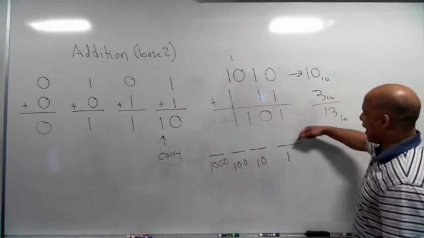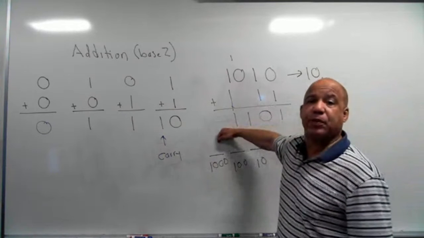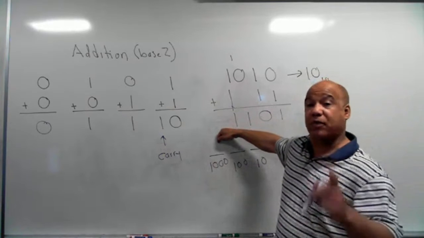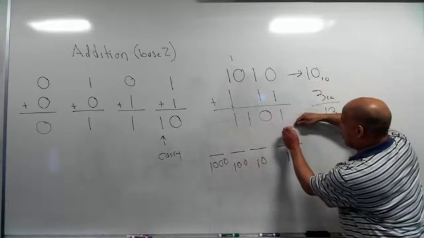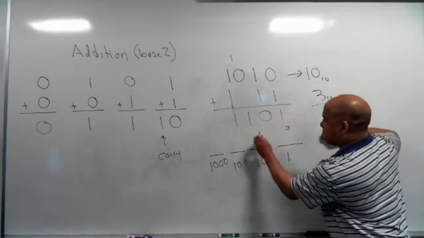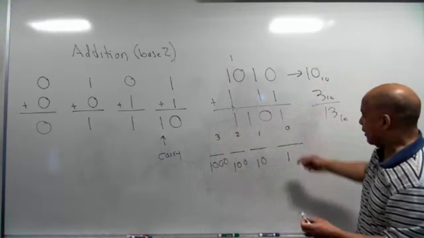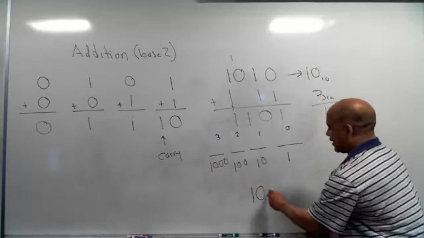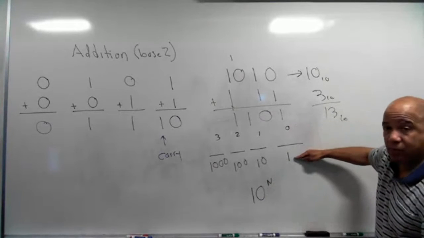Well, if we count these positions, we go 1, 2, 3, 4. But when you count in digital systems, we don't start counting with 1, we start counting with 0. So if we count these spaces, this is the zeroth place, this is the first place, this is the second place, and this is the third place in the number. Why do you want to do that? Because this is a base 10 system, I can take the 10 raised to the power of that position, and that gives me the weight.